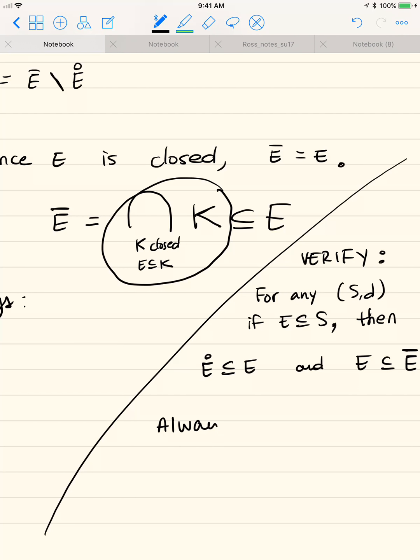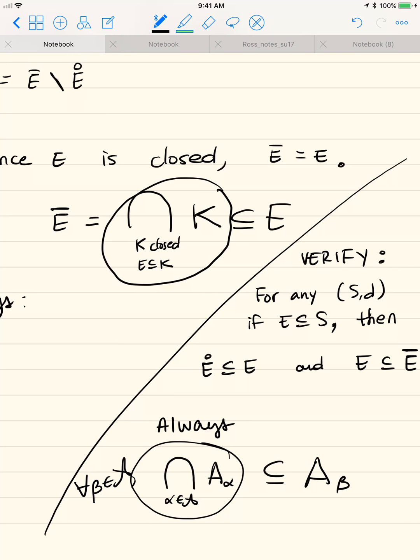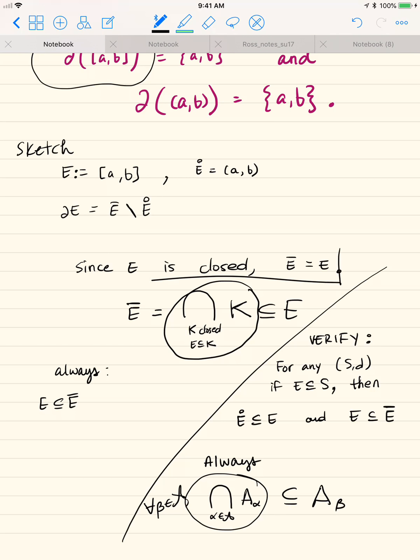So here's another fact. Always, if you have the intersection of some sets, A sub alpha, where alpha is in some kind of index set, this is a subset of A sub beta, and this is true for all beta in your indexing set, right? So your intersection has to be a subset of each one of the sets that you're intersecting. Make sense? Okay. And each one of the sets has to be a subset of the union of the sets that you're unioning. So since E is closed, it is equal to its closure.